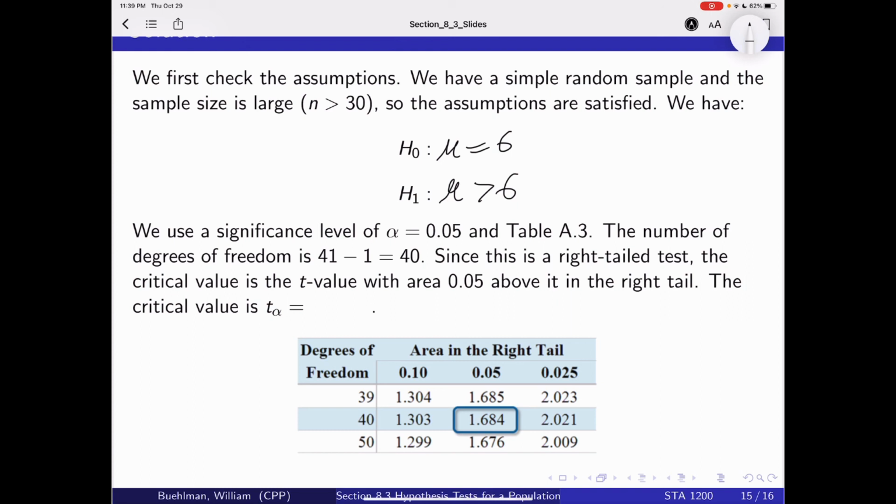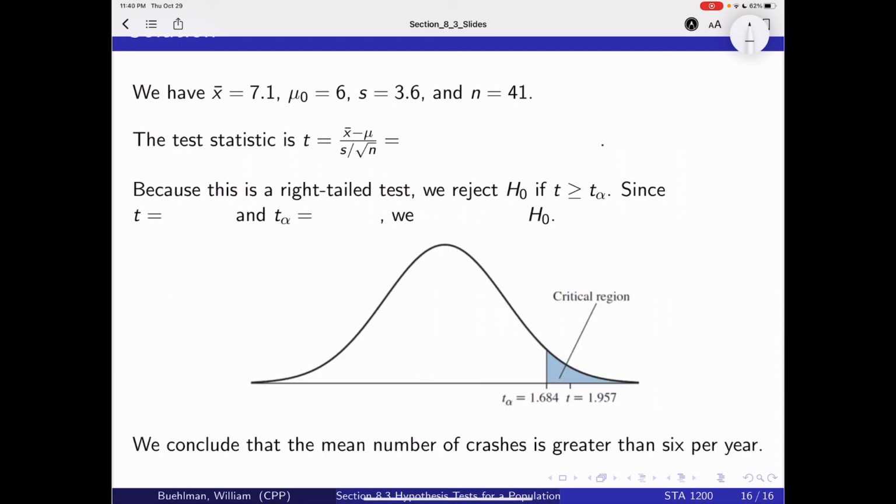The number of degrees of freedom is the sample size minus 1, so 41 minus 1, which is 40. Since this is a right-tailed test, the critical value is the t-value with an area of 0.05 above it in the right tail. The critical value t alpha is, so we figure out where 40 and the area in the right tail of 0.05 come together, which in this box we see is 1.684. Just to remind you, the sample mean is 7.1, our proposed population mean is 6, our sample standard deviation is 3.6, and our sample size was 41.